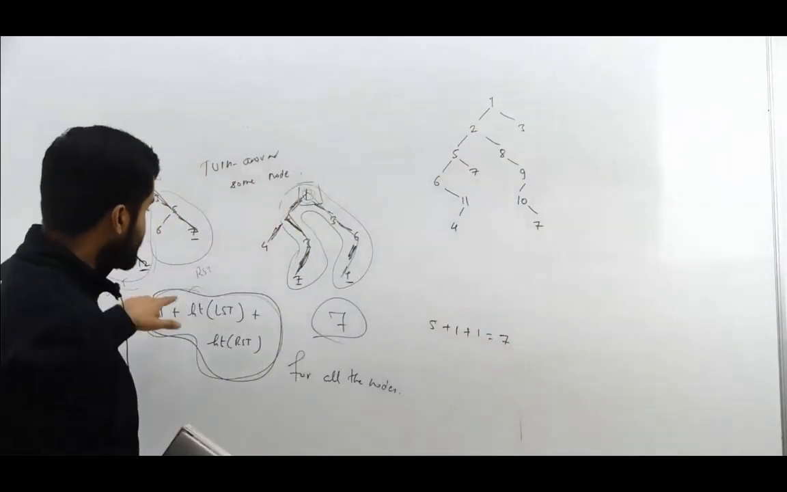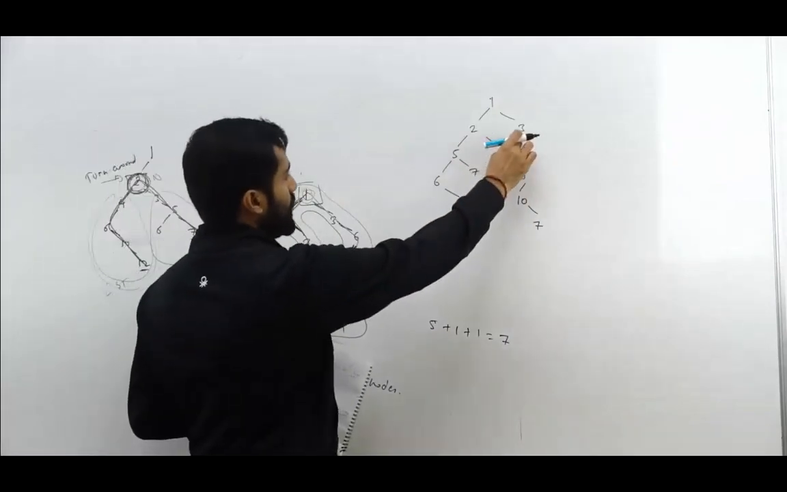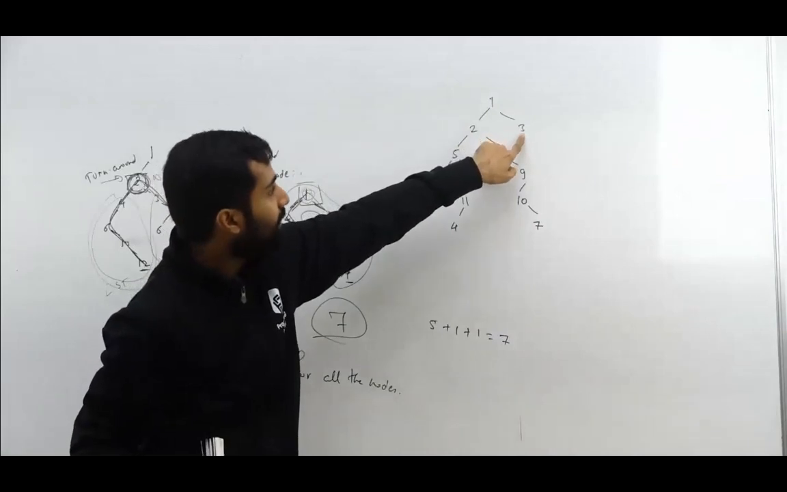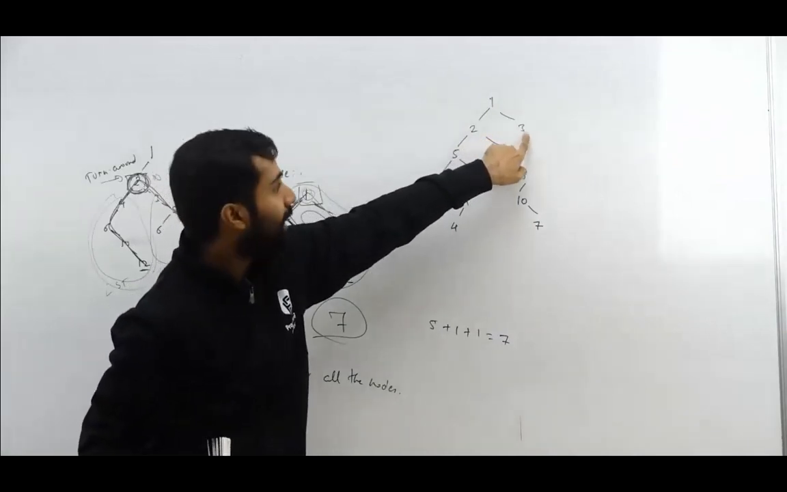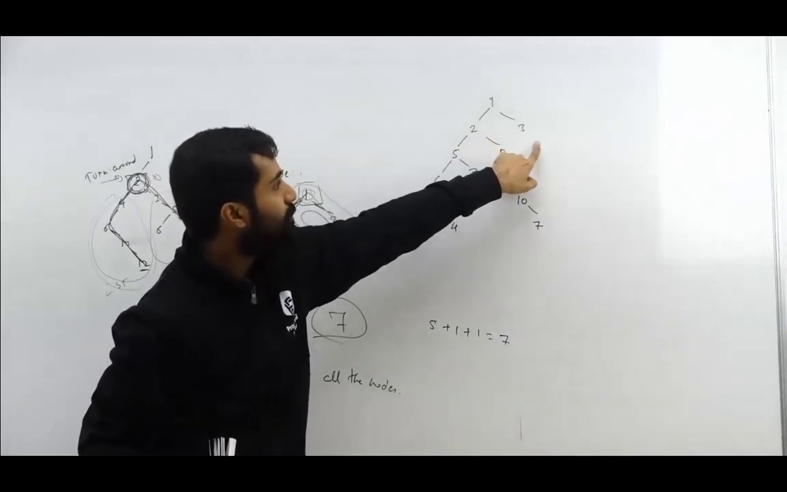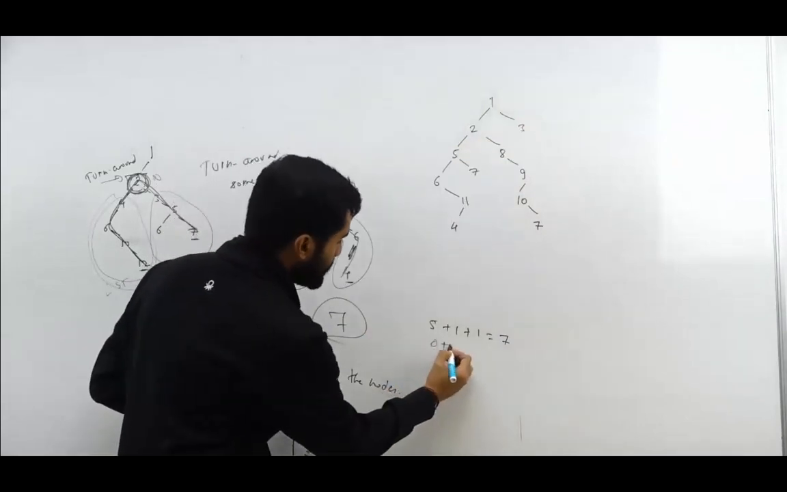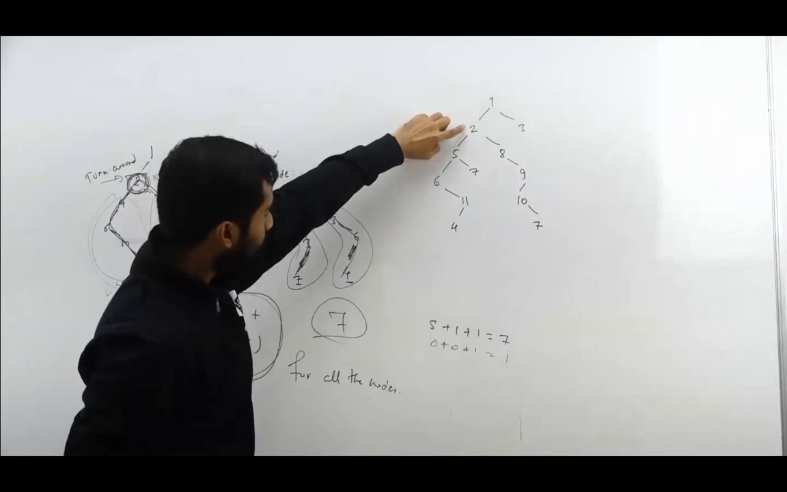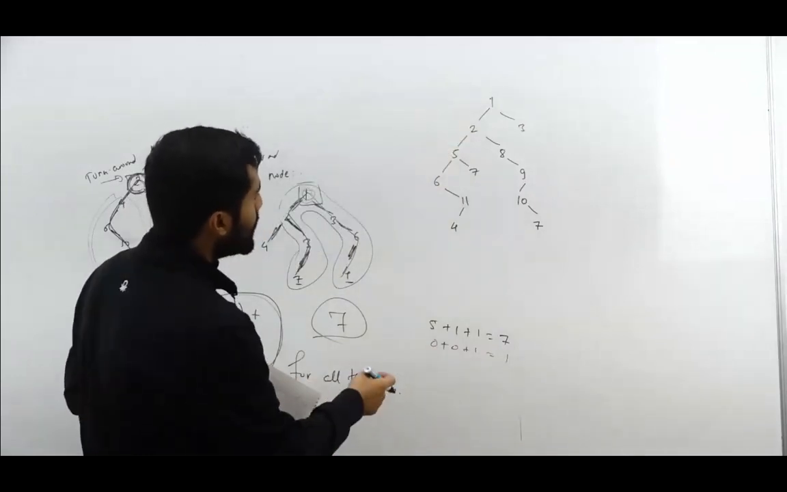Now let us compute this expression for this node. What will be the value of this expression for node 3? For 3, the height of left subtree is 0. The height of right subtree is 0. So 0 plus 1 is going to be 1. Similarly, if you compute it for this 2, you have already computed it for 2. That turns out to be how much?